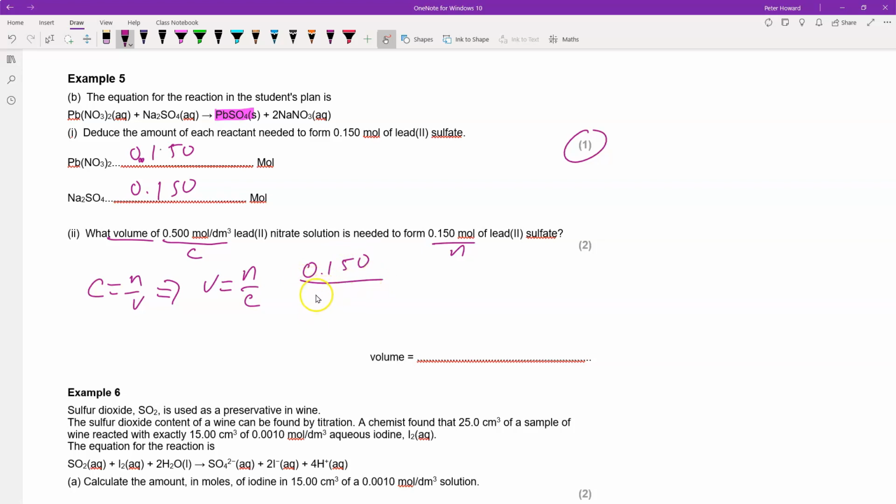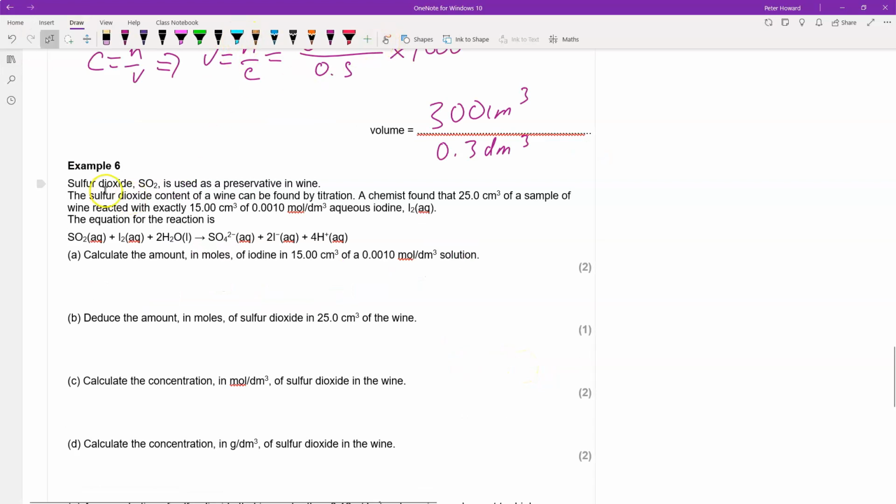Concentration given here was 0.5. And this is obviously going to give me an answer in decimeters cubed, so I'm going to put times by 1,000 just to do that. I would imagine either answer would be fine as long as you make sure you put units in there. So 0.15 divided by 0.5 times by 1,000, giving me 300 cm cubed or 0.3 dm cubed.